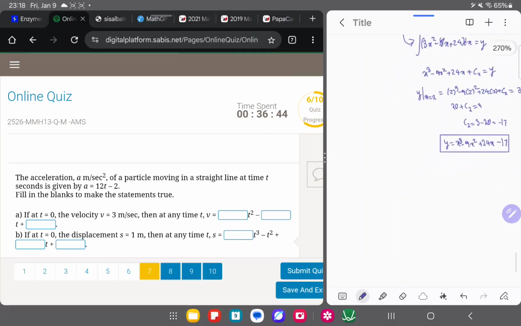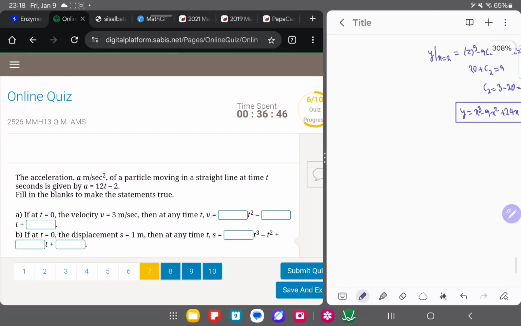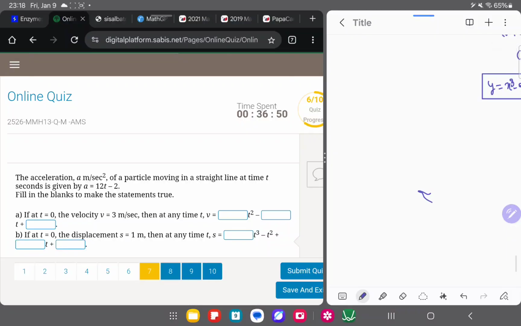Okay, now moving on. We have the acceleration. Okay, now we should know this. This is now applying speed and distance and all of that. We should know that the integral of, think of acceleration as the second derivative of displacement. Think of, look, this is how it will be.